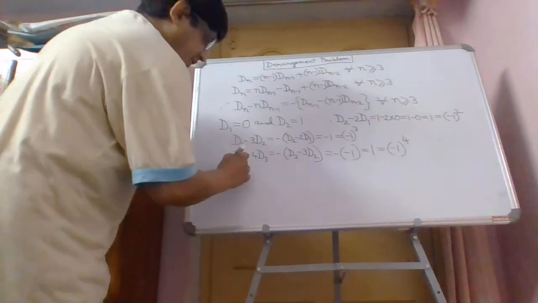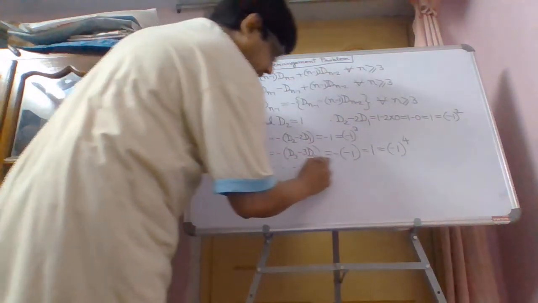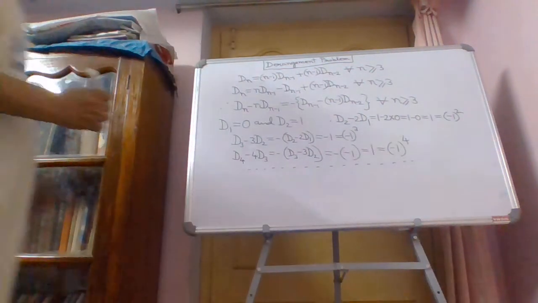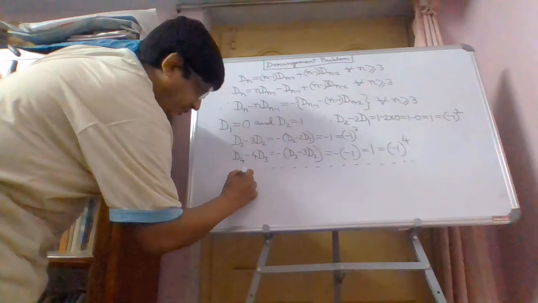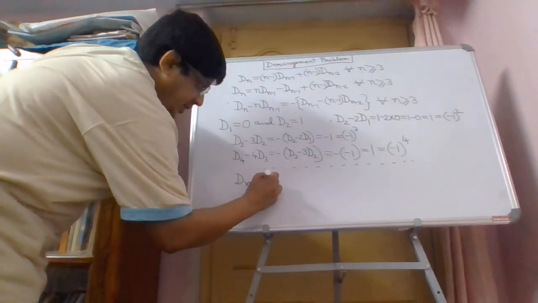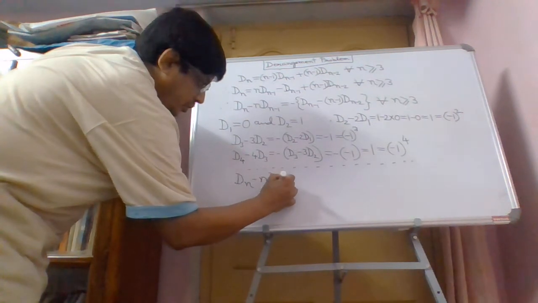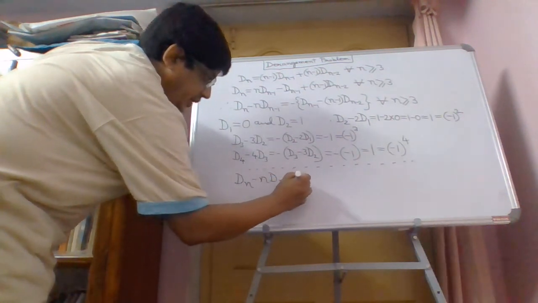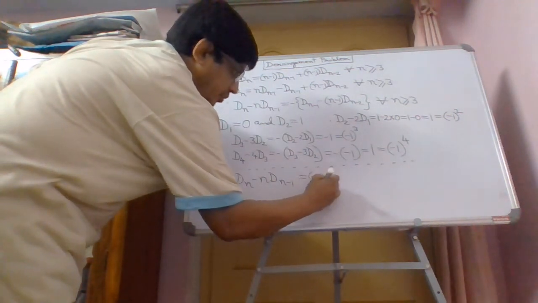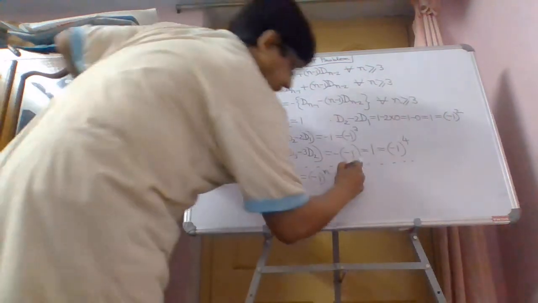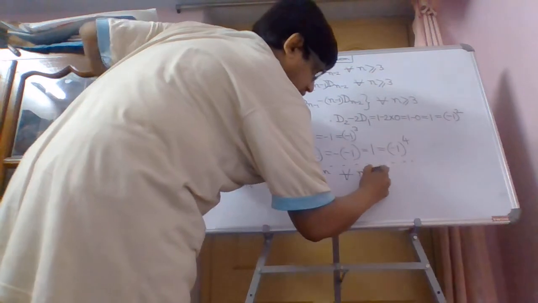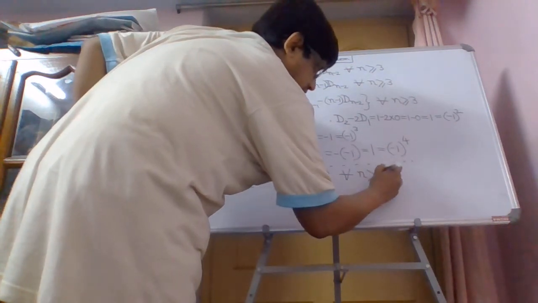We continue in this manner, and finally for any n greater or equal to 2, we must have dn minus n into dn minus 1 must be equal to minus 1 to the power n. And this recurrence relation must be true for all n greater or equal to 2.